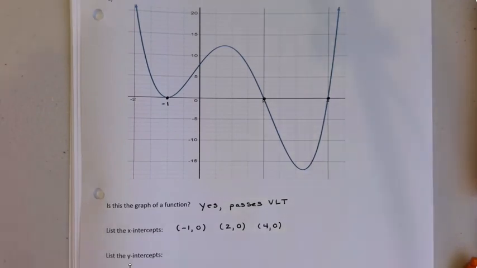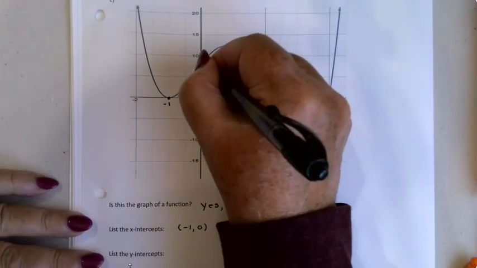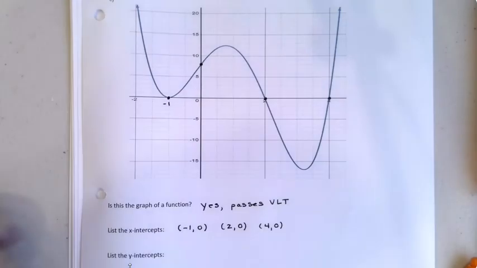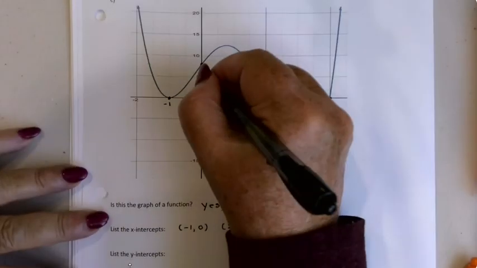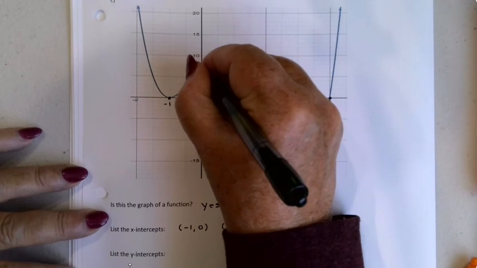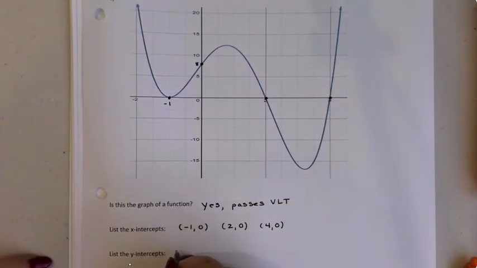All right, listing the y-intercepts. Where does it hit the y-axis? Well, just one point right there. And by the way, notice if your graph is a function, it really is only allowed to have one y-intercept. If it had more than one y-intercept, it would fail the vertical line test, right? All right, where are we at here? 5, 6, 7, 8. So (0, 8) is my y-intercept.